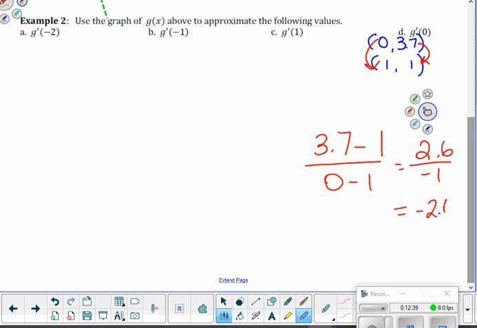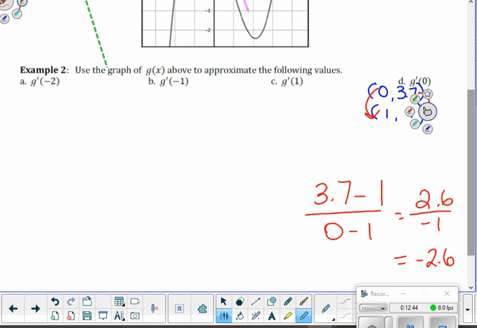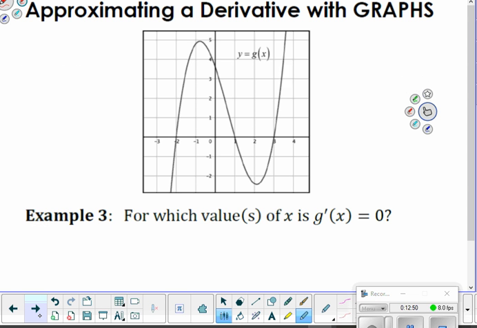Was it a negative slope? I can't see my picture. Yes, it was a negative slope, so I'm getting about negative 2.6. You know, there's not one exact answer, but we came close.